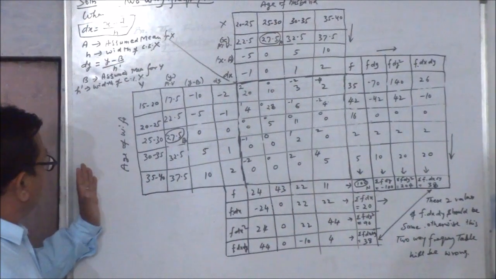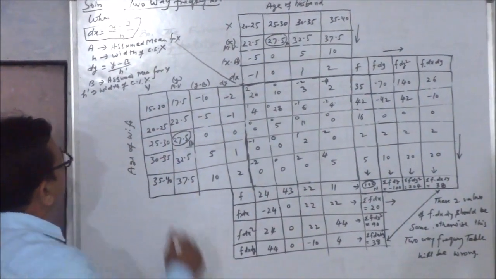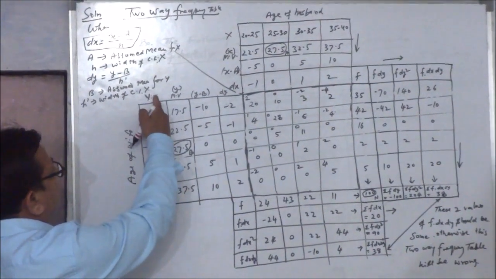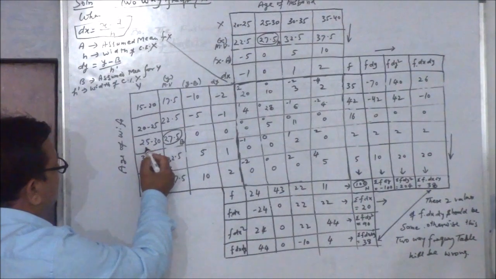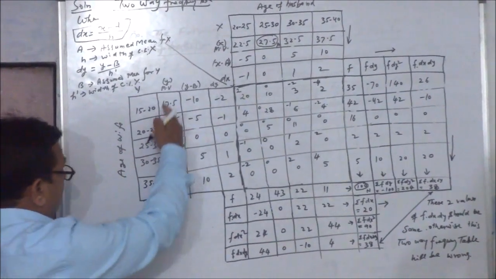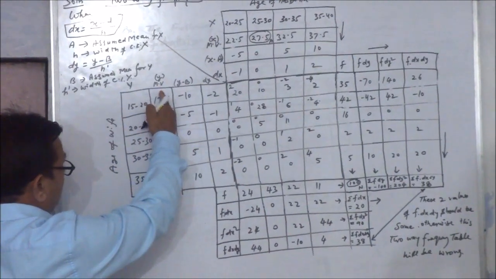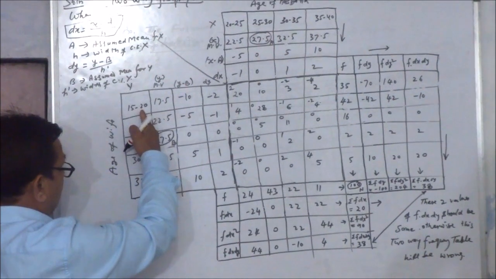On the left hand side, this is age for y. These are the class intervals for the age of y. I have taken age of y as capital Y. The class intervals are 15 to 20, 20 to 25, 25 to 30, 30 to 35, 35 to 40. And in the next column, we will find the mid value for these class intervals. Mid value means add lower and upper.